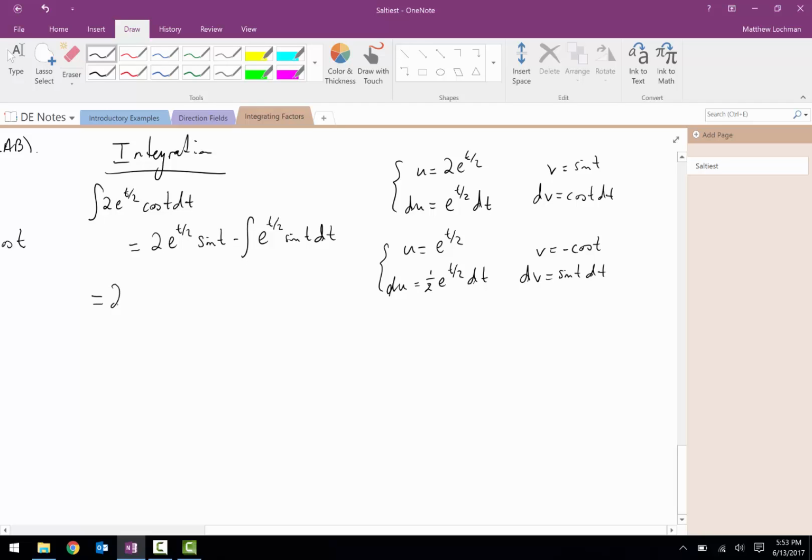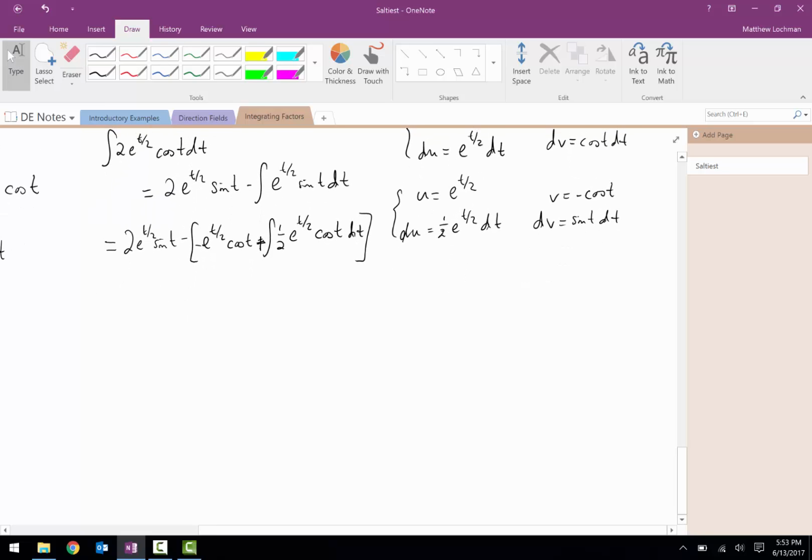So putting this together, that integral is replaced by uv minus v du, so the extra negative will make this a plus now. 1/2 e to the t halves times the cosine of t dt. Now we're just going to expand this a little bit and simplify things.